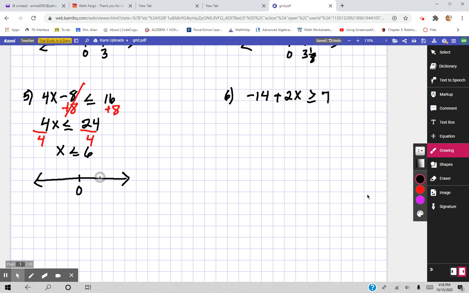0 is at the center. 6 will be somewhere to the right. We'll mark this as 6. Okay, this time our circle is going to be closed because 6 is part of our answer. So we're going to include 6 as part of our solution, and we do that by saying it's equal to. So this will be closed in because we're saying this is less than or equal to. So the answer can be 6 or anything less than 6. Okay, so 6 will be true. 5 will be true. 4, 3, 2, 1. Anything 6 or less will be true.